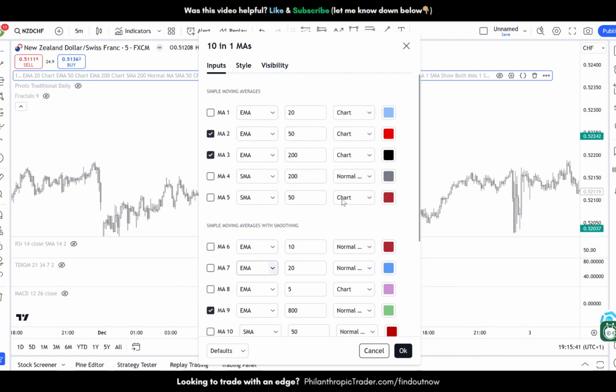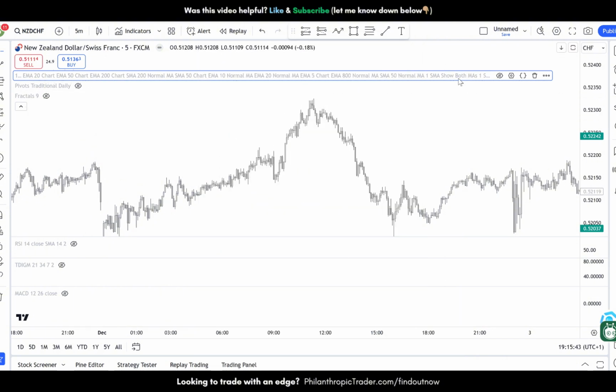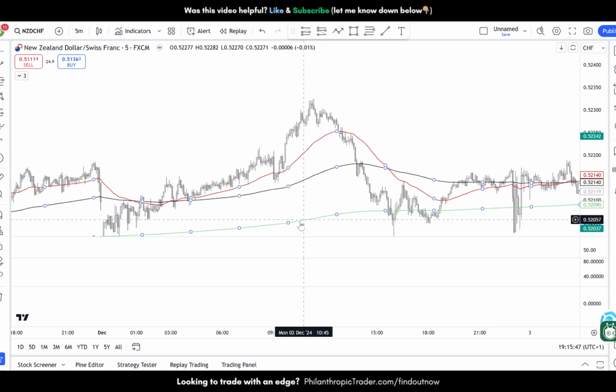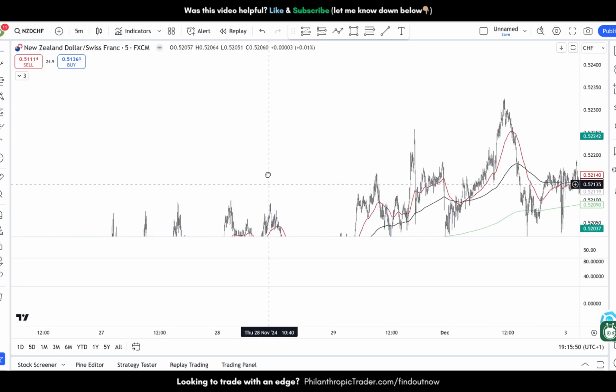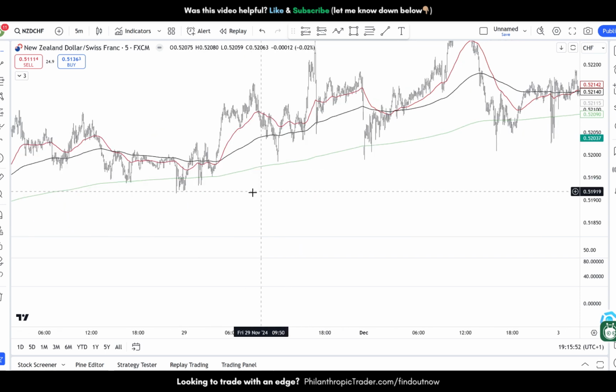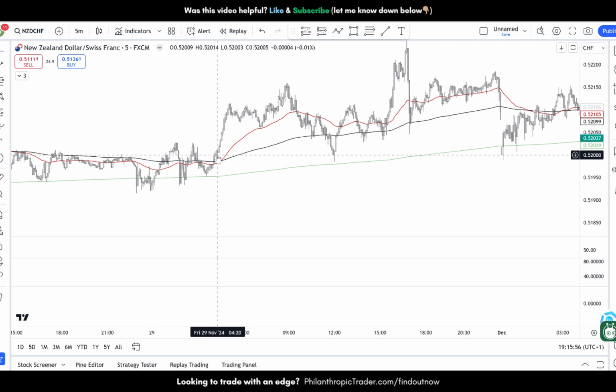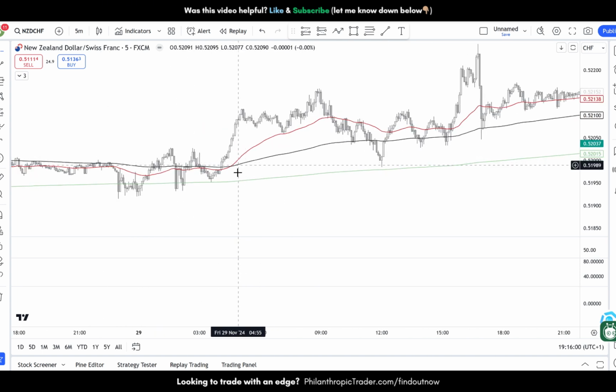And okay, so at the moment I have selected the 50, the 200 and the 800. So what you can do, it's really simple. When price is above these levels, so let's say here for example, price is above the 200, the black line, the 800 and the 50, we look for buy opportunities. We only take buy trades, we don't take any sell trades, right?